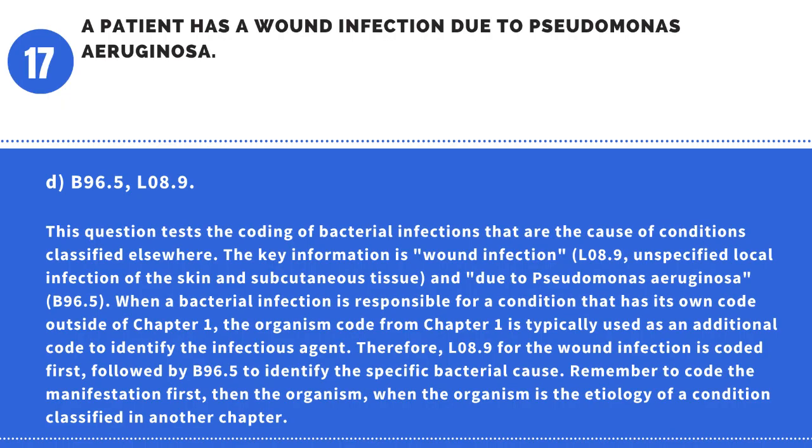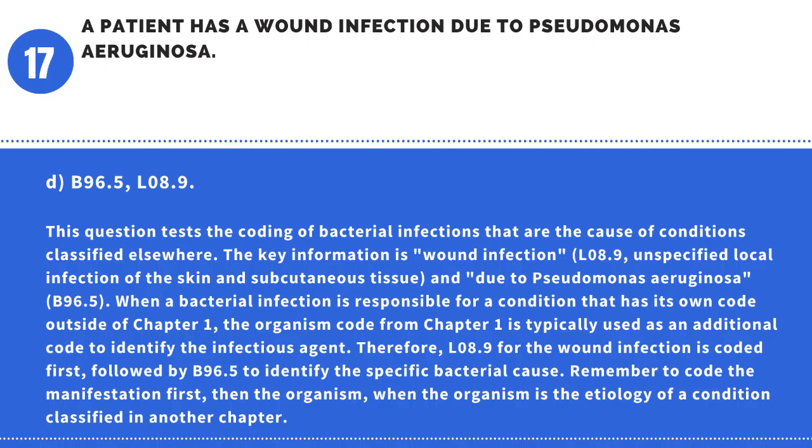The key information is wound infection, L08.9, unspecified local infection of the skin and subcutaneous tissue, and due to Pseudomonas aeruginosa, B96.5. When a bacterial infection is responsible for a condition that has its own code outside of Chapter 1, the organism code from Chapter 1 is typically used as an additional code to identify the infectious agent. Therefore, L08.9 for the wound infection is coded first, followed by B96.5 to identify the specific bacterial cause. Remember to code the manifestation first, then the organism, when the organism is the etiology of a condition classified in another chapter.